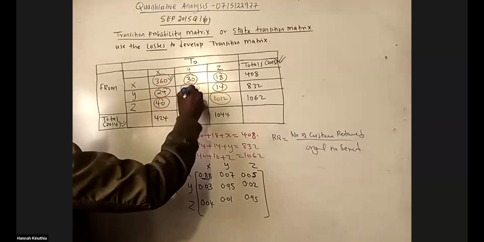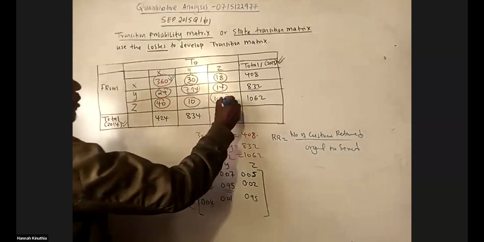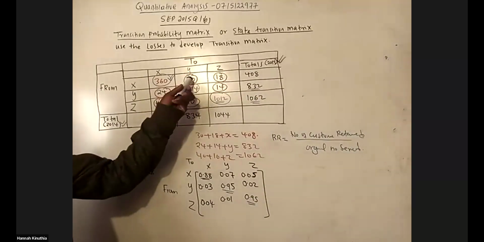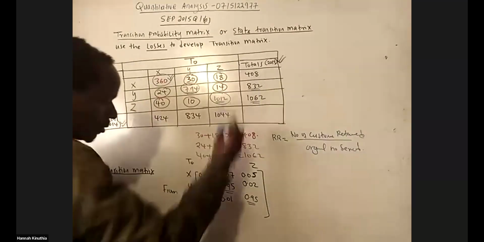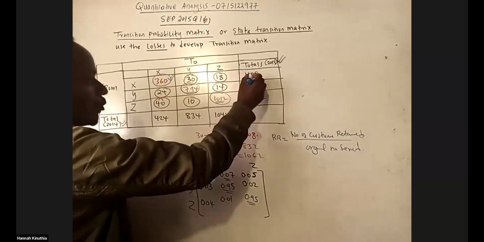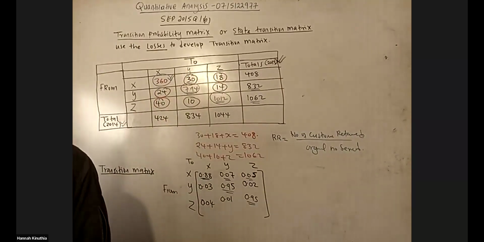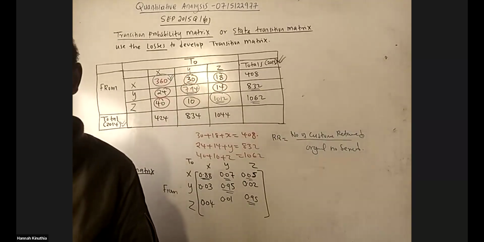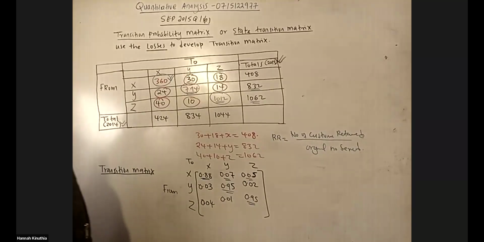Haya, 794 divided by 832 unapata hiyo. 1012 divided by 1062 unapata hiyo. Then for the rest unachukua the number of the items you divide with the total. So 30 divided by 48 unapata hiyo. 18 divided by 48 unapata hiyo. And the procedure is repetitive in that order. Tuko sawa hadi hapo? So that one is how you are supposed to do that question.